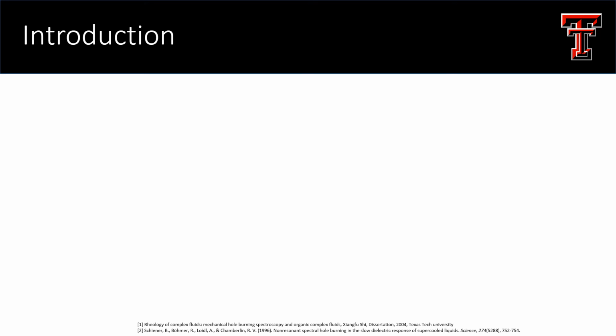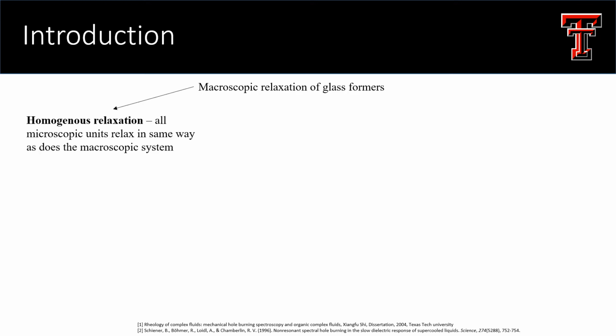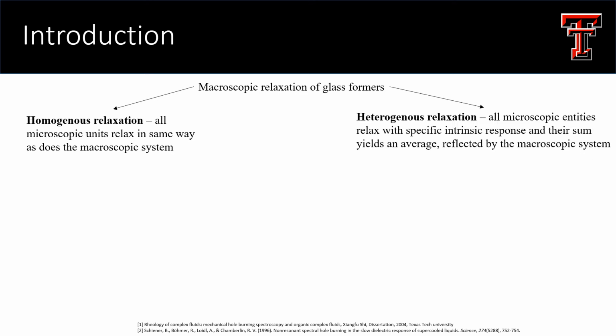Firstly, let's understand the background and introduction. The macroscopic relaxation in glassy polymers can be broadly classified into two types. One being homogeneous relaxation, where all the microscopic units relax in the same way as does the macroscopic system. And the second being heterogeneous relaxation, where all microscopic entities relax with specific intrinsic response and their sum yields an average reflected by the macroscopic system.